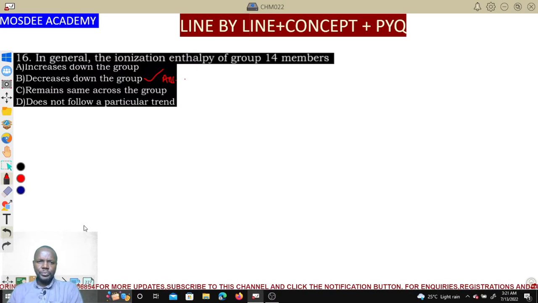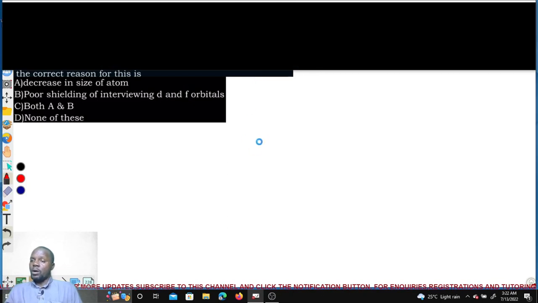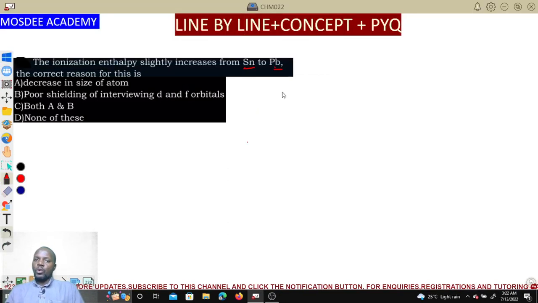The next one: the ionization enthalpy slightly increases from tin to lead because of dash. I think I explained this when I was talking about the effect of size. Ionization energy is inversely proportional to size. If you are following me well, you will know what actually causes it. Because of increasing size, you expect ionization enthalpy to decrease, but because of decreasing size, you can see, from tin to lead, a slight increase.